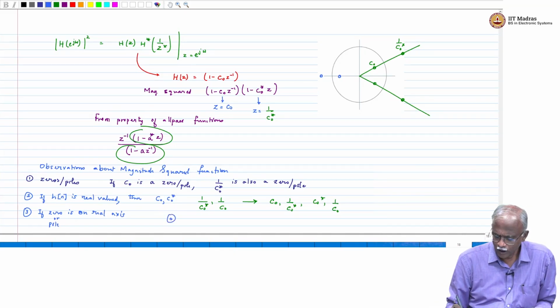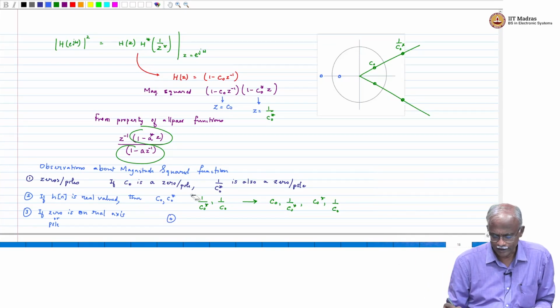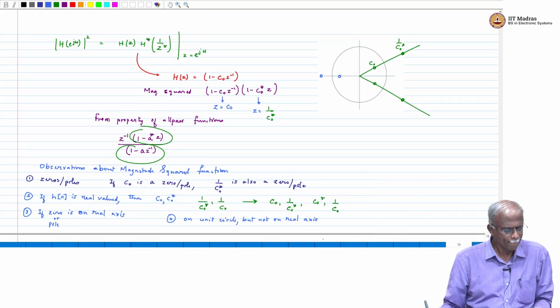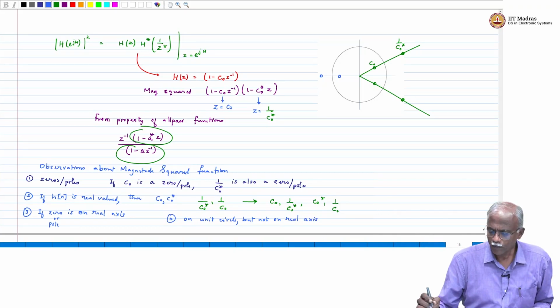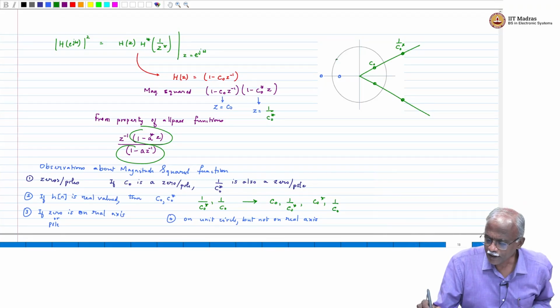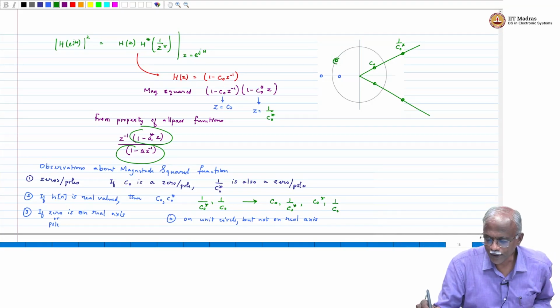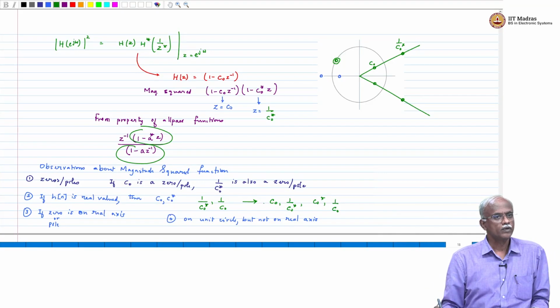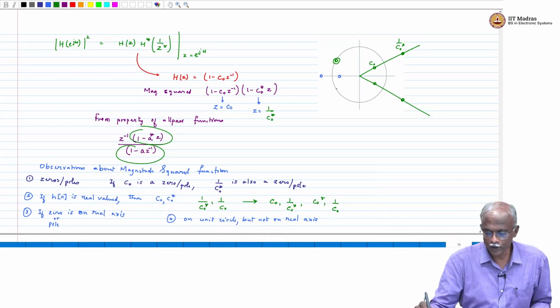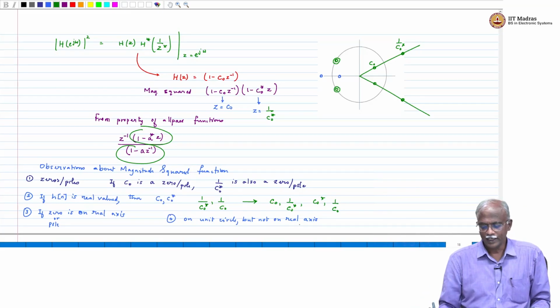Okay, number 4. If it is on the unit circle but not on the real axis, then what happens? It will be here, the reciprocal conjugate will fall exactly on the same point, so it will be a double zero. And if it is real valued, the conjugate will also be present. That will also be on the unit circle. Its reciprocal conjugate will also be there.